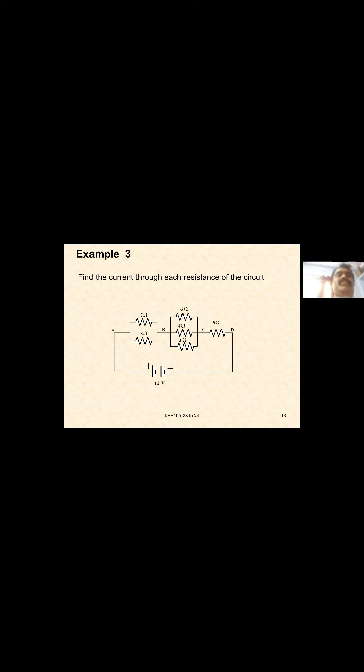Now find the current through each resistor of the circuit. Given, the 7 ohm and 8 ohm resistors are connected in parallel, so we have to find out the equivalent resistance. The 6 ohm, 4 ohm and 3 ohm resistors are connected in parallel, and we have to find that as well. Then we have to find I1, I2, I3, I4 and I5.